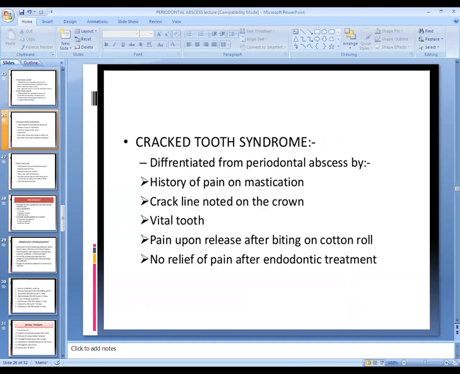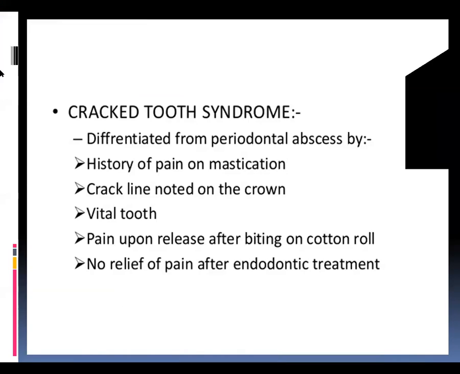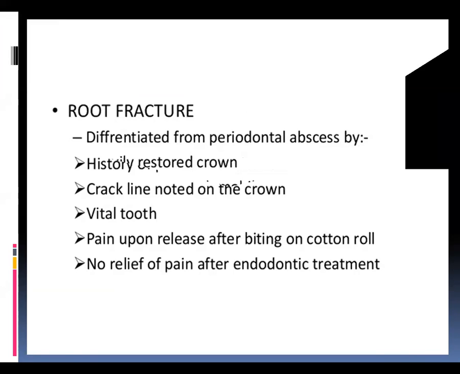Then cracked tooth syndrome. It is differentiated from the periodontal abscess by a history of pain on mastication. The crack line is noted on the crown. The tooth is a vital tooth. There is pain upon release after biting on cotton wool, and there is no relief of pain after the antibiotic treatment.